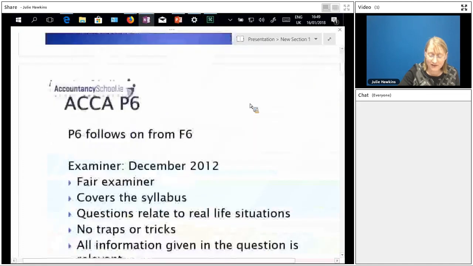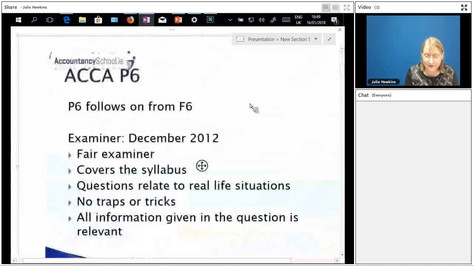Now P6 follows on from F6, and we are lucky to have the same examiner since December 2012. He is a very, very fair examiner. The exams cover the syllabus. We can expect the exam to have a large amount of the syllabus covered, usually around 60%. All the questions the examiner asks relate to real live situations.